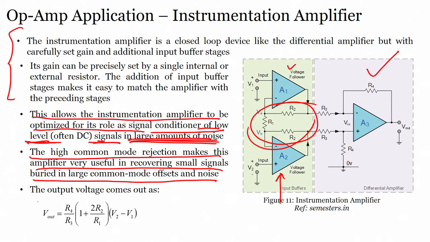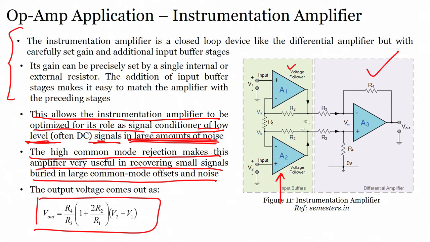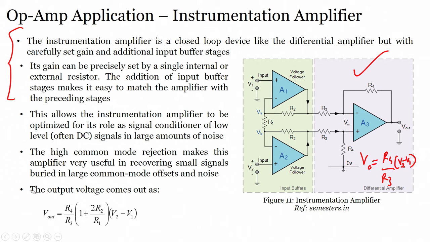The output voltage is given by V out = R4 by R3. So, if you see this particular circuit, V out is nothing but, considering only this differential amplifier part, what was V out? V out was R4 by R3 into (V2 minus V1), correct. So, this was the one. V out = R4 by R3 times (V2 minus V1). Now, what is the role of this R2 and R1?